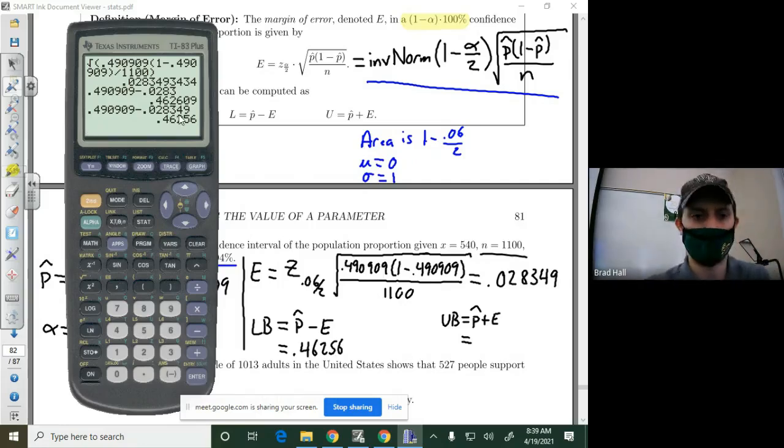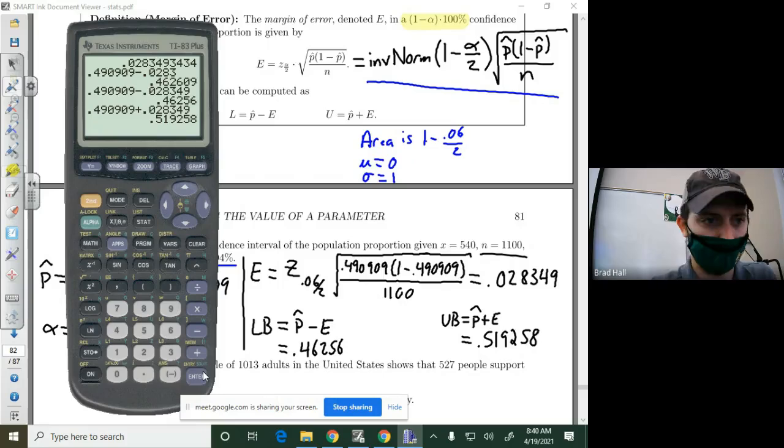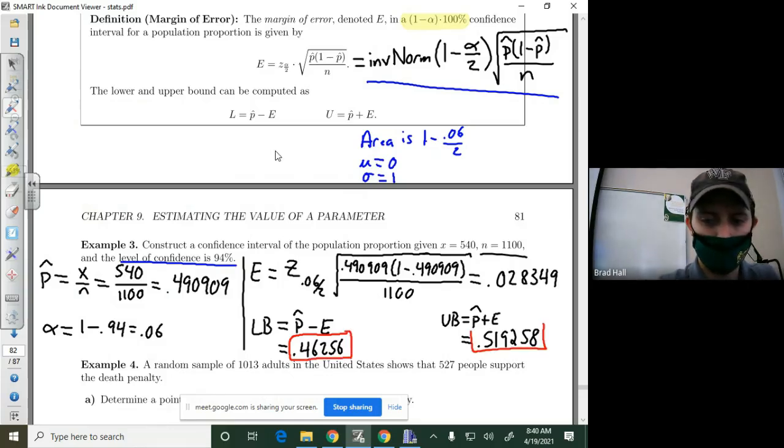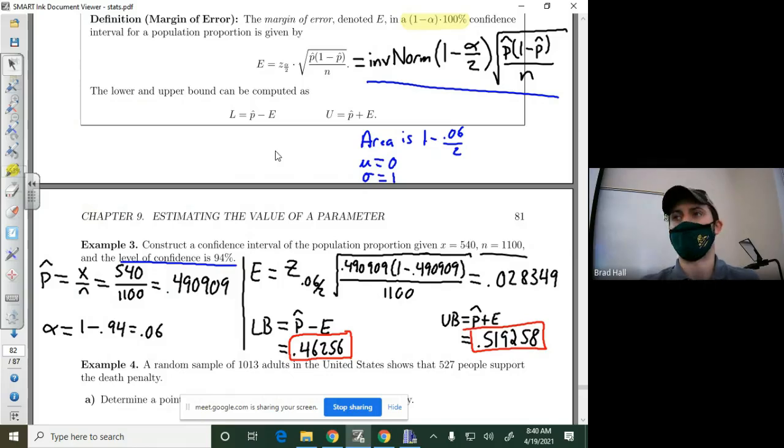.46256 is the lower bound when you have the minus sign. And to get the upper bound, you just simply add. .519258. And this represents your confidence interval with a level of confidence of 94%. If you wanted a different level of confidence, you would get a different interval corresponding to that.